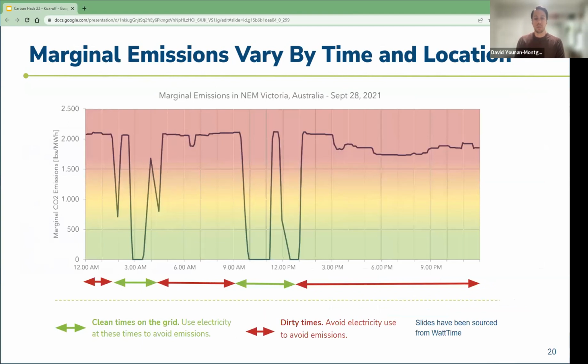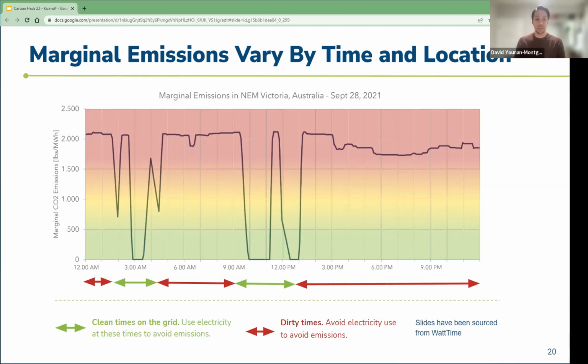And this is what that can look like over 24 hours. This is an example from Australia, about a year ago. And this is a helpful example just because it illustrates really some of the potential here. You can see that, right when this 24-hour period starts in the middle of the night, the emissions rate is very high. It's about as high as it gets, 2,000 pounds of CO2 per megawatt hour. That probably means that electricity is being served by a very carbon intensive resource like coal or oil.